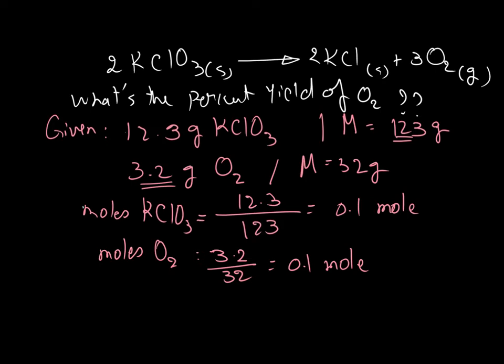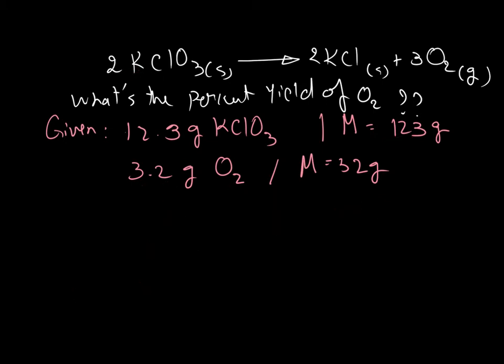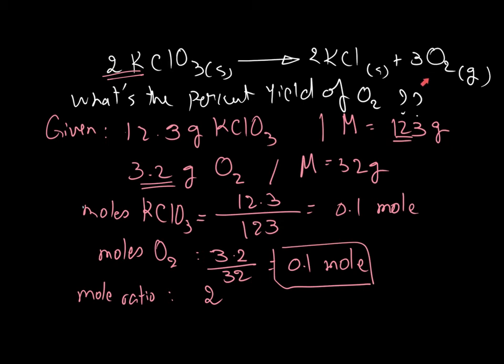So how can I know the percent of oxygen? You need to get the theoretical yield and compare it with the actual yield. Theoretically, as per the mole ratio, 2 moles of KClO3 react to produce 3 moles of oxygen. So the mole ratio between KClO3 and oxygen is 2 to 3. If I reacted 0.1 moles of KClO3, how much do you expect from oxygen?